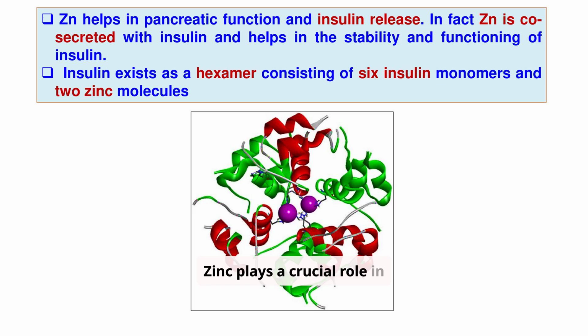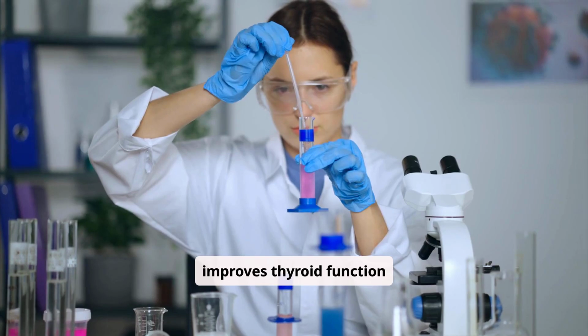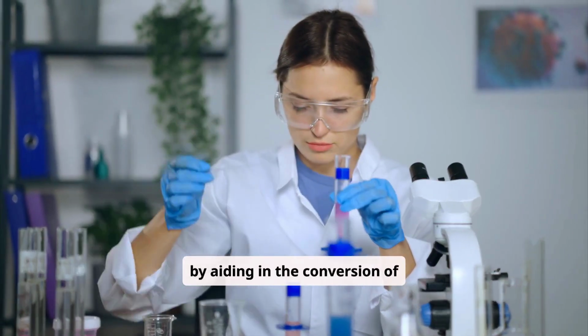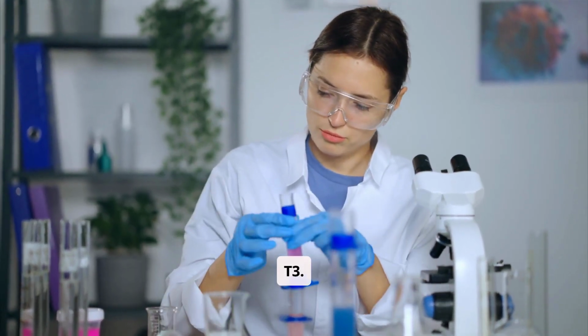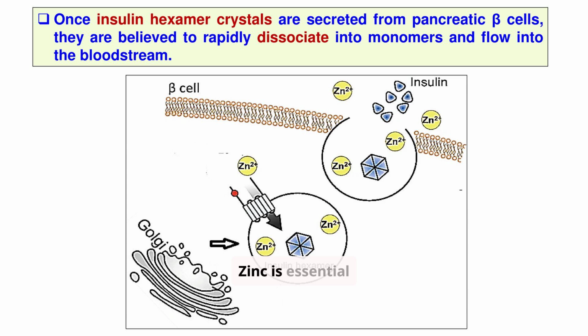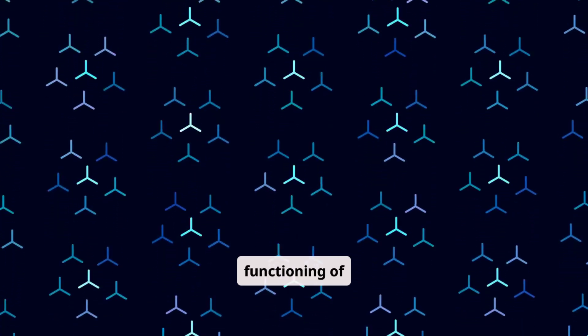Zinc plays a crucial role in spermatogenesis, increasing sperm volume and count and improving other sperm parameters. It also improves thyroid function by aiding in the conversion of T4 to T3. Zinc is essential for pancreatic function and insulin release. In fact, zinc is co-secreted with insulin and helps in the stability and functioning of insulin.